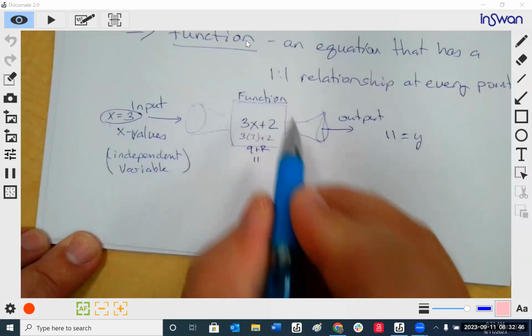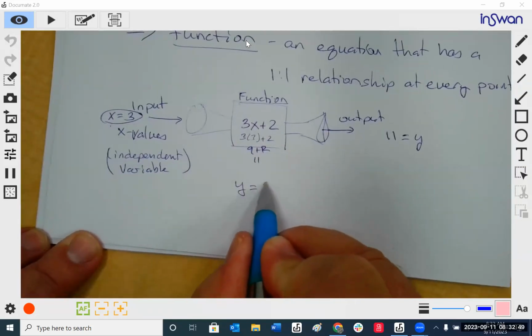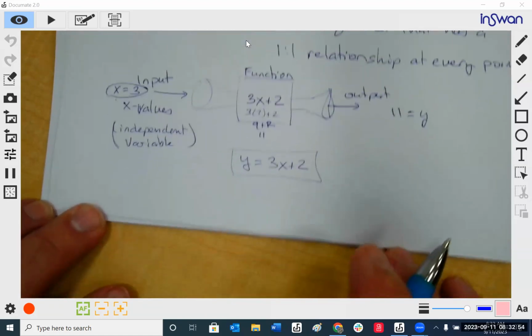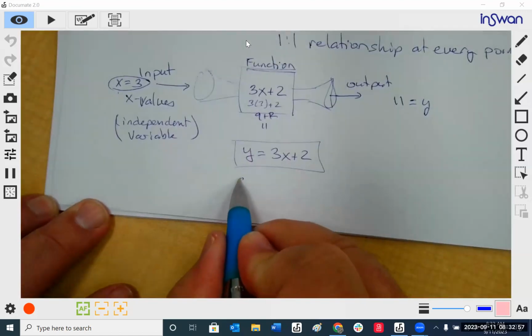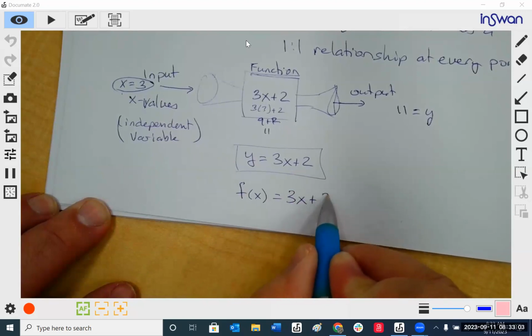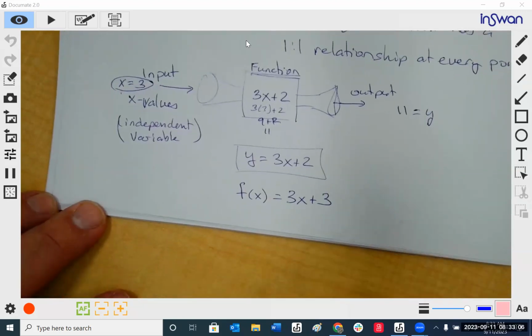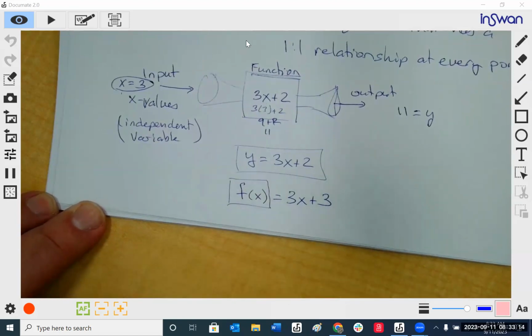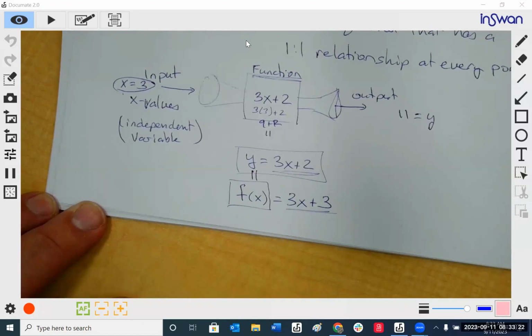So to differentiate between the equation y equals 3x plus 2, which is our traditional equation, whenever we deal with functions, we have a special way of writing it. You notice the equations are the same. It's just what they equal is different. They look different, but it's the same values.